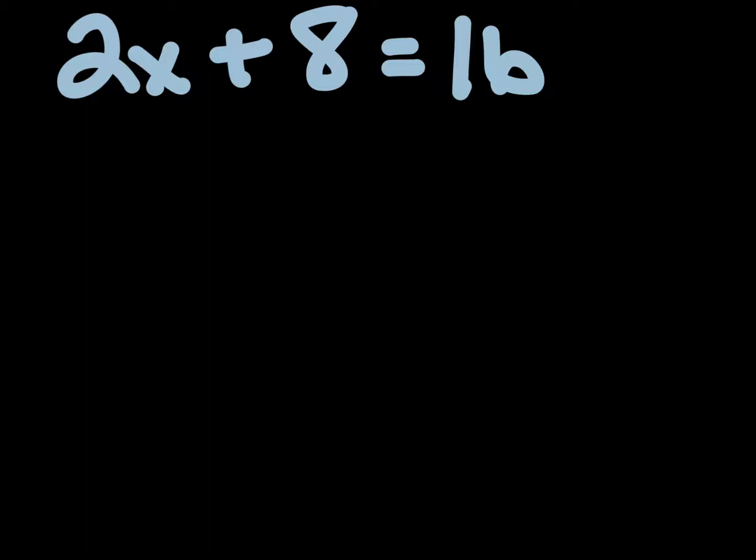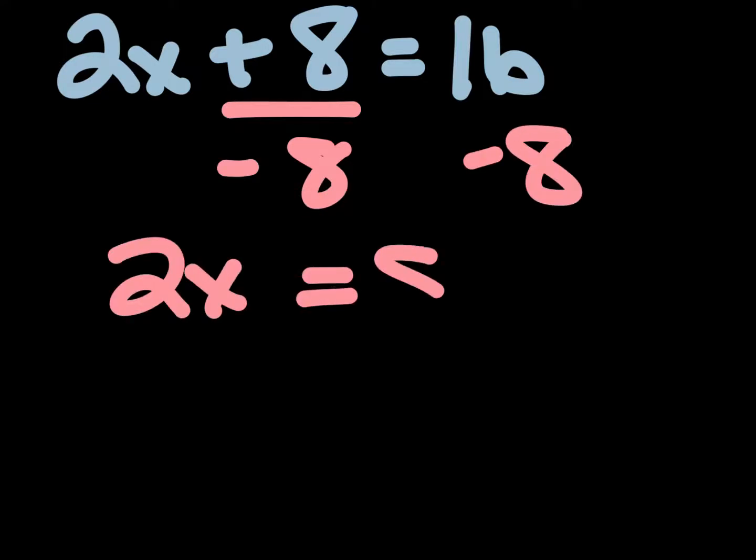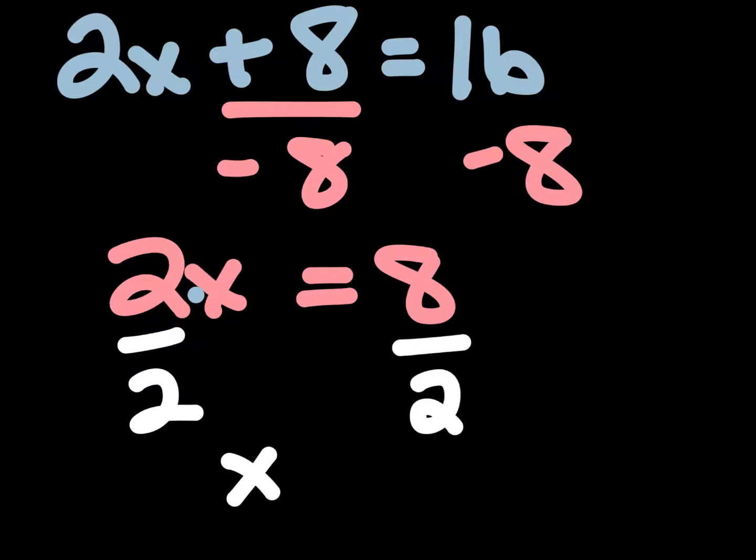If I have 2x plus 8 equals 16, I need to first get rid of the 8 by subtracting it from both sides of the equation. I'm left with 2x equals 8. Since this is 2 times x, I'm going to divide by 2 on both sides, and I'm left with x equals 4.